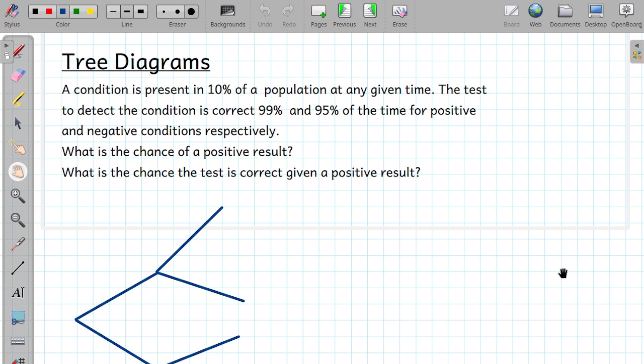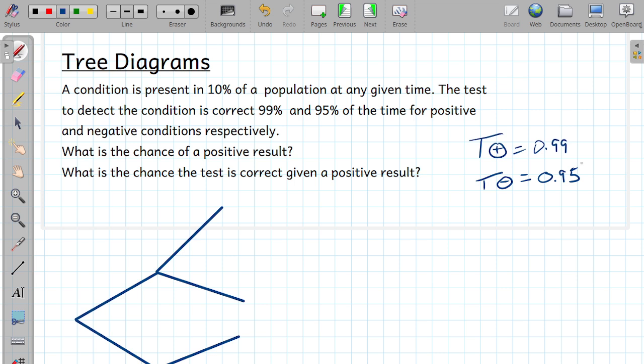So here we have a condition. I'm going to leave it open. You can decide whatever it is. A condition is present in 10% of a given population at any time. The test that detects the condition is correct 99% of the time and 95% of the time for positive and negative conditions, respectively. So what does that mean? Well, the 99% then is a true positive. Let's make a note about that. So true positive, I'll just do it this way. T with a positive sign, that's equal to 0.99. And the 95% refers to a true negative. Okay. So that's the first thing we have to do, is come to an understanding of the information given.